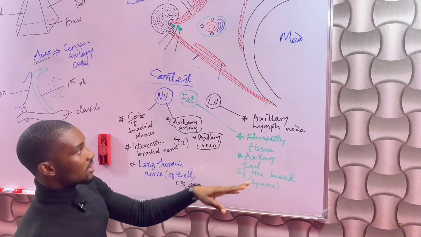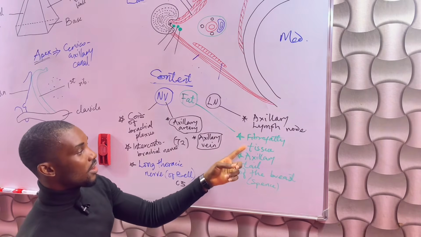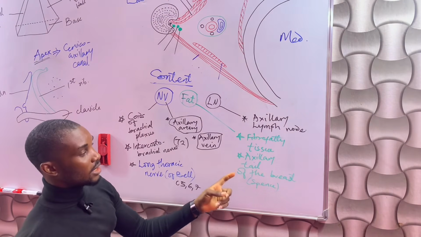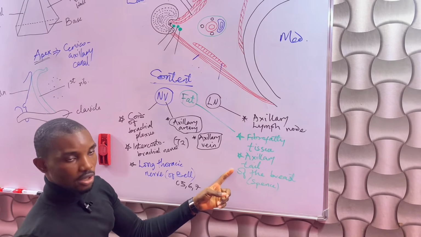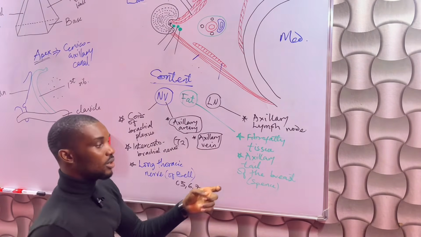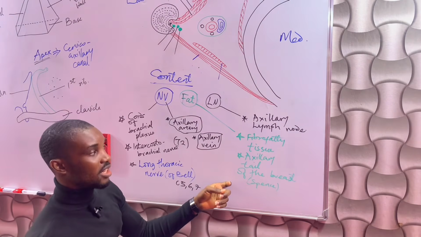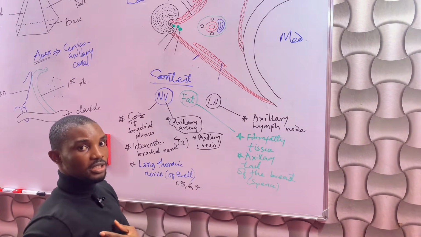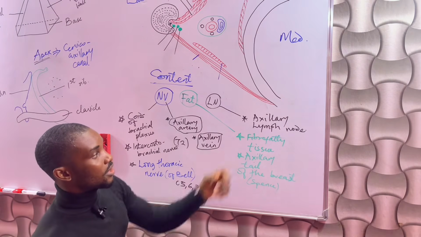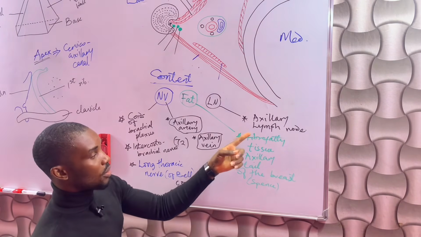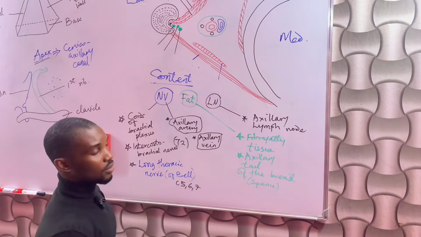Then we'll go over to the fat. For the fat, we have the fibrofatty tissue and axillary tail of breast. Then the breast is basically a fatty tissue. All right, so we have the fibrofatty tissue and axillary tail of the breast, axillary tail of Spence. So it runs from this region into the axilla. And then for the lymph node, we have the axillary lymph node.